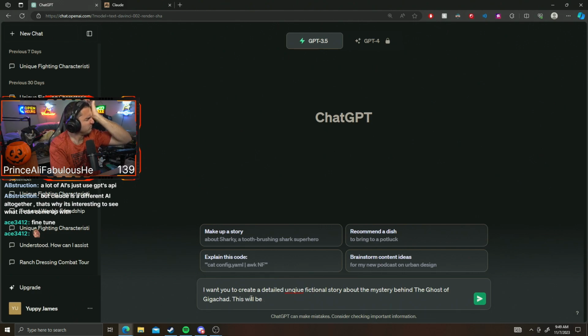Hmm, interesting. Hang on. Let me see. We could compare between Claude and ChatGPT to see what the difference is between the two of them with the same exact prompt, using a prompt that I use for ChatGPT. Detailed, unique fictional story about the mystery behind the Ghost of GigaChad.